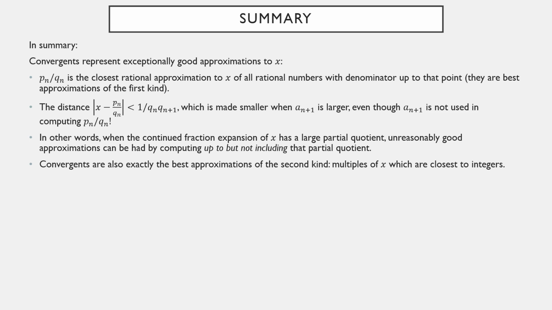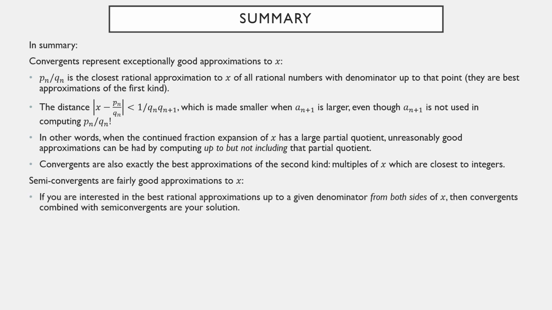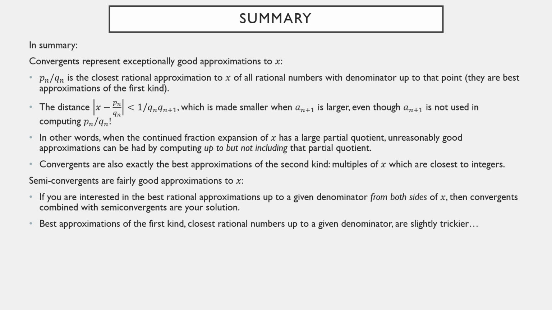Convergents also happen to be the best approximations of the second kind. If you're looking for multiples of x that are close to integers, they're exactly what you're looking for, the convergents. Semi-convergents are good approximations to x, just not quite as good as the convergents. If you're interested in the best rational approximations up to a given denominator and you want to know which one is bigger than x and closest and which one is less than x and closest, the list of convergents and semi-convergents tells you how to find it.